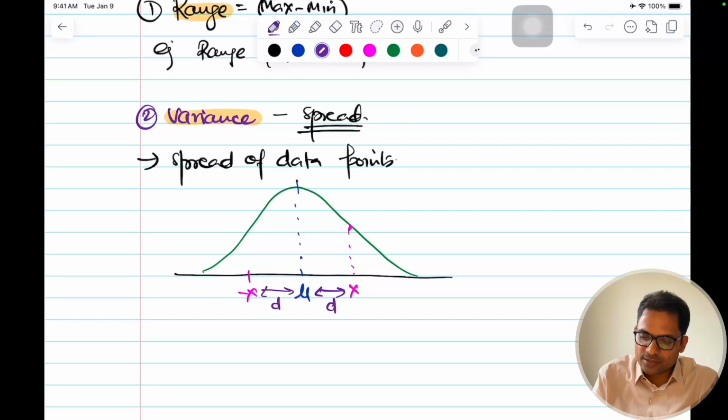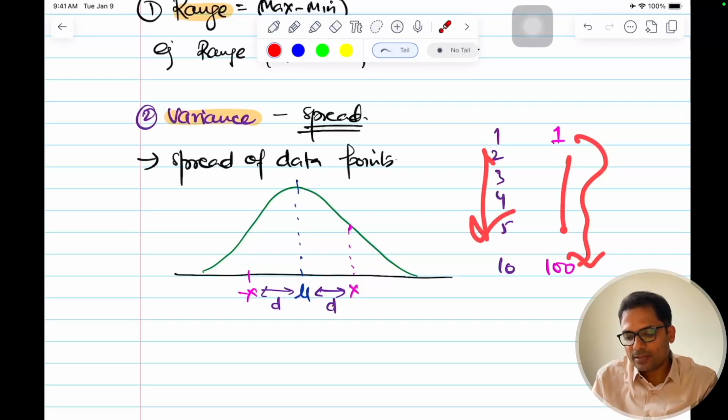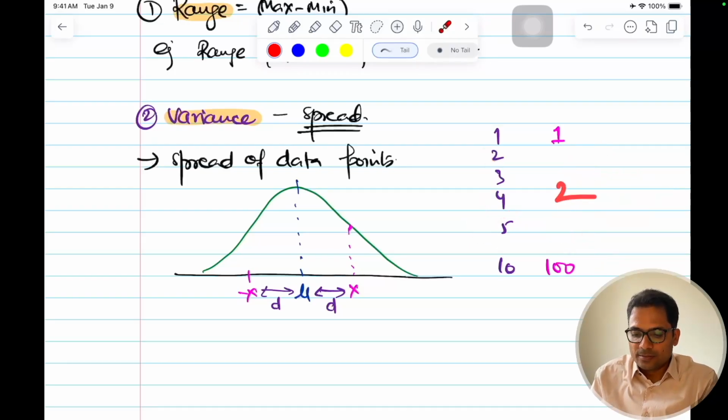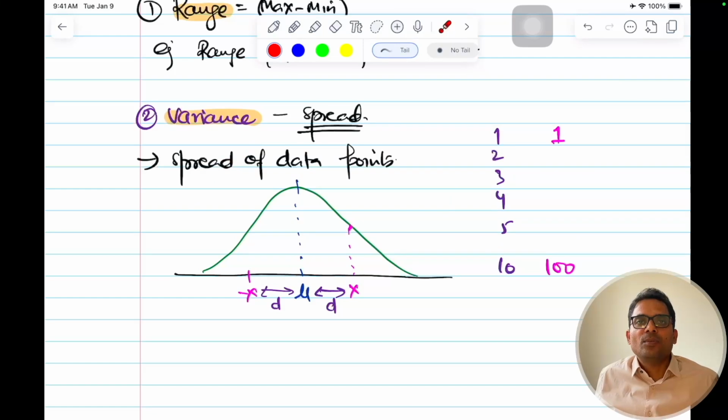For example, if you square 1, 2, 3, 4, 5, and then 10, 1 squared is 1, but 10 squared is 100. Here the difference is only 1 to 10, which is 10 times, but now it is 100 times. So due to squaring, the impact of how far it is from the mean is amplified. So measuring it becomes easy, because it's obvious: okay, this data is far. I hope you get the point.